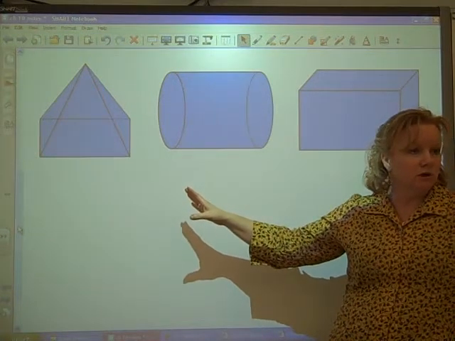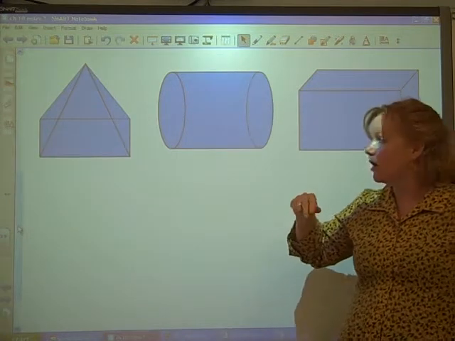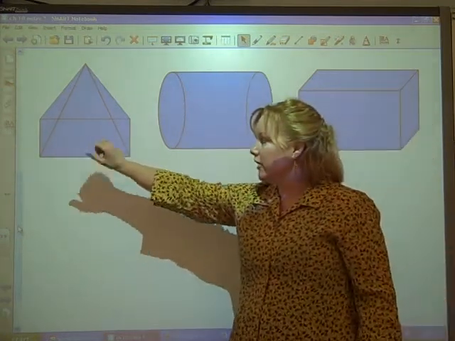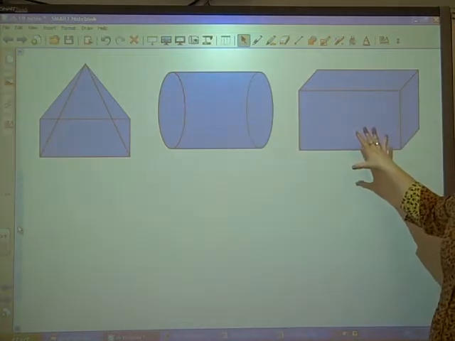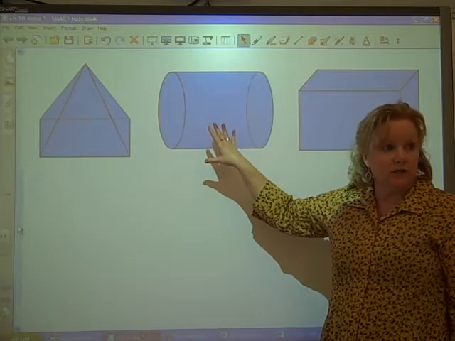Megan, pay attention. Continuation. So we've already started this. This is the second part. We found the surface area of our pyramid. We found the surface area of our rectangular prism. We're now going to find the surface area of the cylinder.